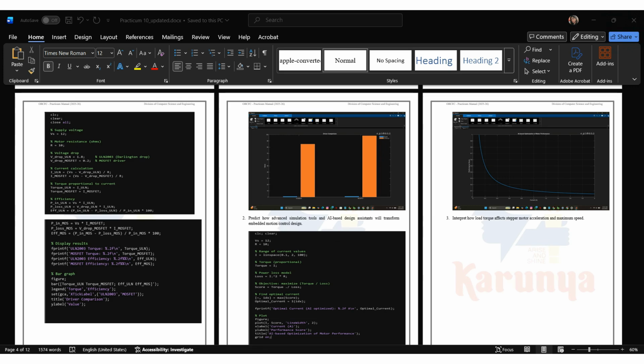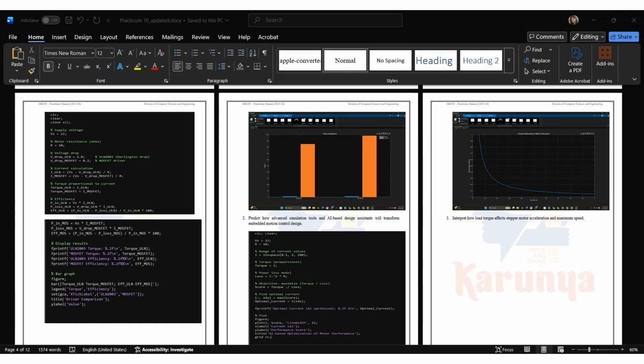Finally, the third simulation focuses on the effect of load torque on the speed and acceleration of a stepper motor. The motor's torque decreases as speed increases, which is represented by a linear torque-speed characteristic. When an external load torque is applied, it reduces the net torque available for acceleration. As the load increases, the acceleration decreases, and the motor reaches a lower maximum speed.